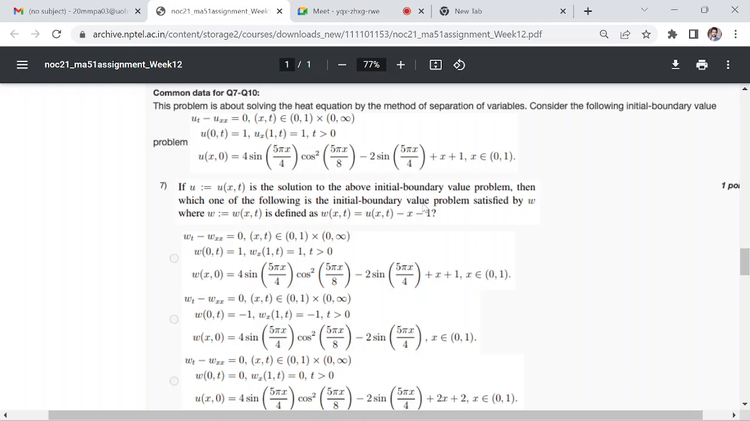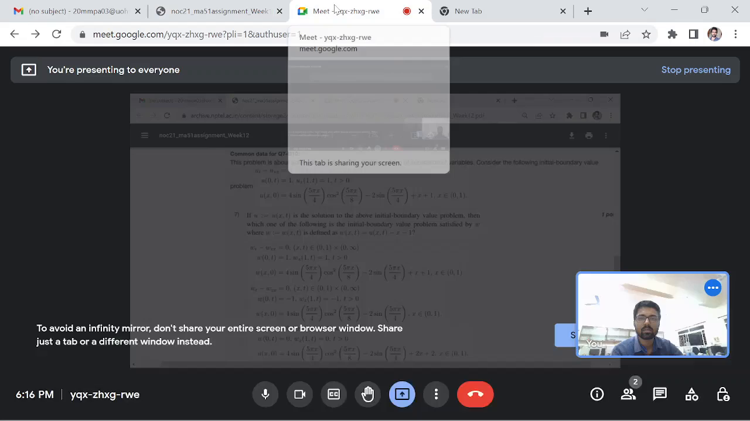I have to use the separation of variables method to solve this heat equation. The question is: consider the following initial boundary value problem: ut minus uxx is 0, where x, t lies in open (0,1) cross (0, infinity), u(0,t) is 1, ux(1,t) is 1, and initially u(x,0) is 4 sine 5 pi x by 4 times cos square.